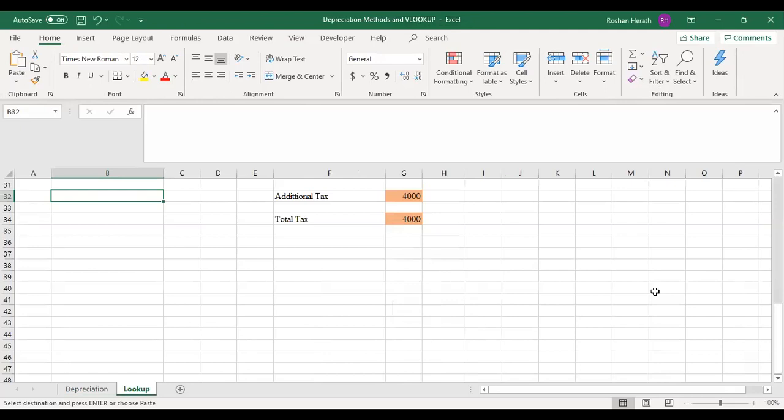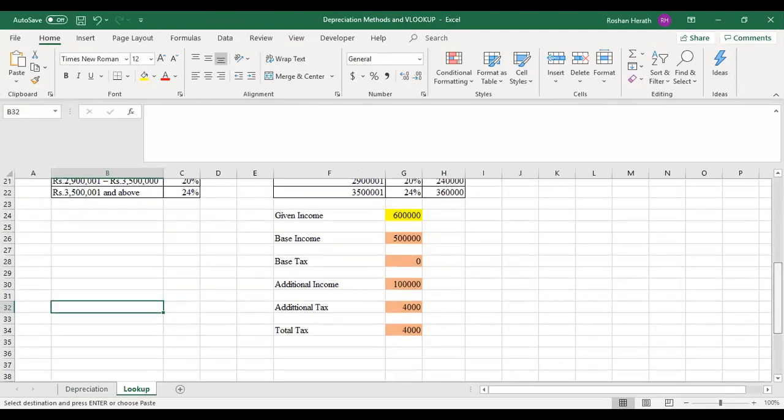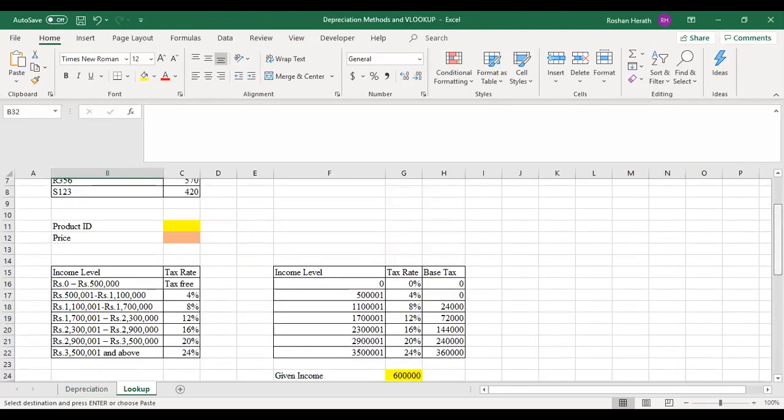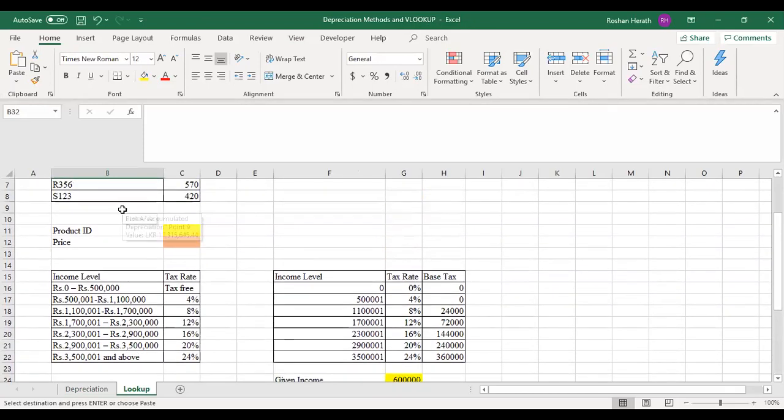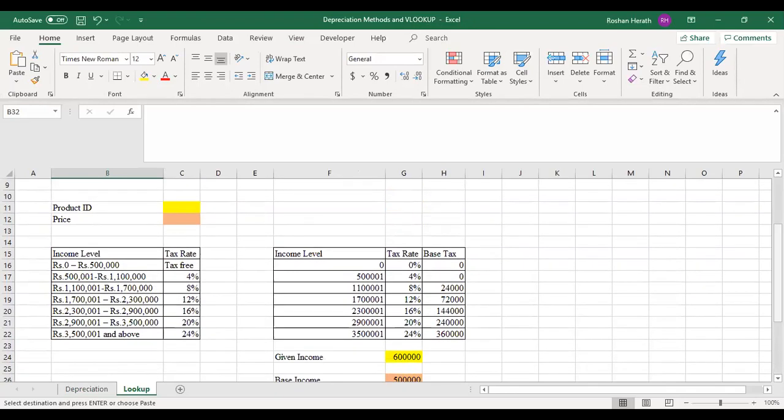Right. When it comes to a question of this nature, you've been asked to develop a model, and this is what the question was. You have been given the different income levels and the applicable tax rate. Once you're given a question of this nature, as it is, you can't make any sense of it, and you can't even work with that. So probably you need to modify this table.